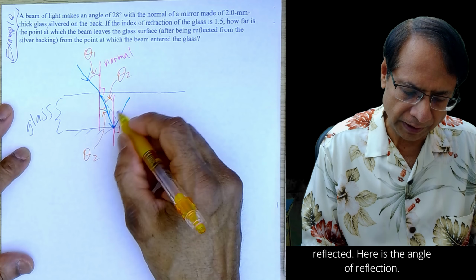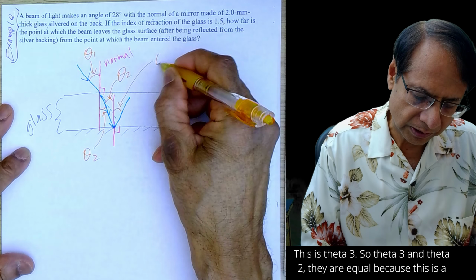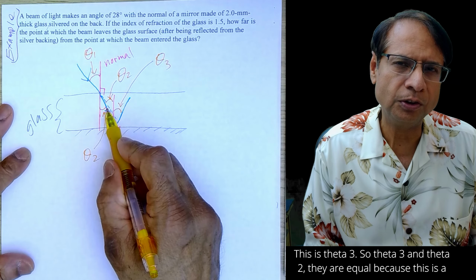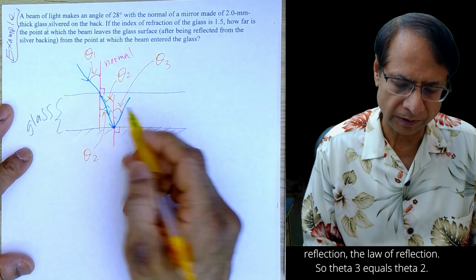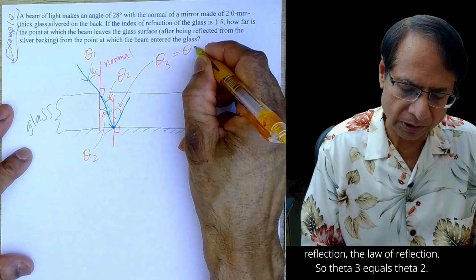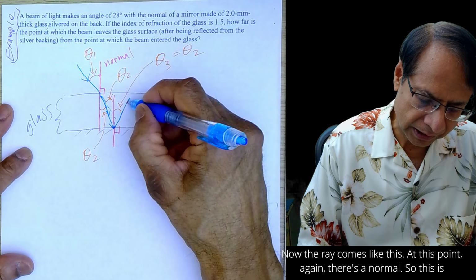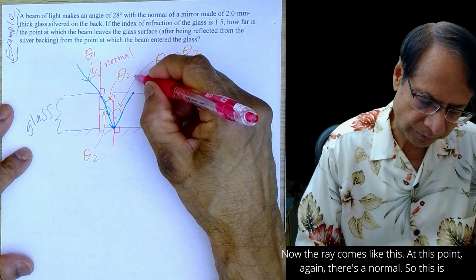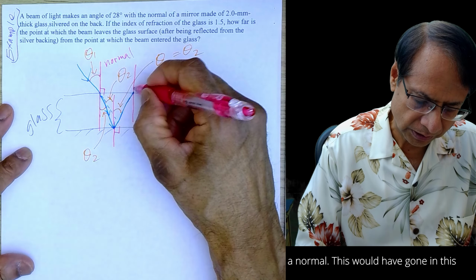Now this gets reflected. Here is the angle of reflection. This is theta 3. So theta 3 and theta 2 are equal because this is a reflection, the law of reflection. So theta 2 equals theta 3 equals theta 2. Now the ray comes like this. At this point, again, there's a normal. Okay, so this is a normal.